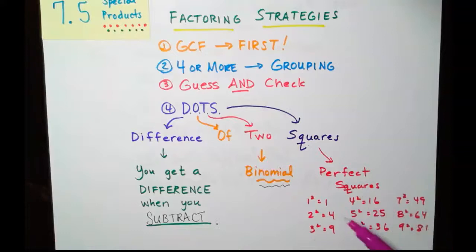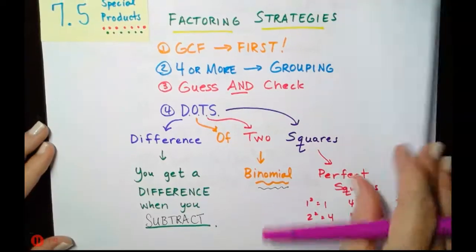Squares are perfect squares. 1 squared is 1, 2 squared is 4, 3 squared is 9, 4 squared is 16, 5 squared is 25, 6 squared is 36, 7 squared is 49, 8 squared is 64, 9 squared is 81. All of those numbers are perfect squares. So you need to be familiar with them so you know one when you see one.